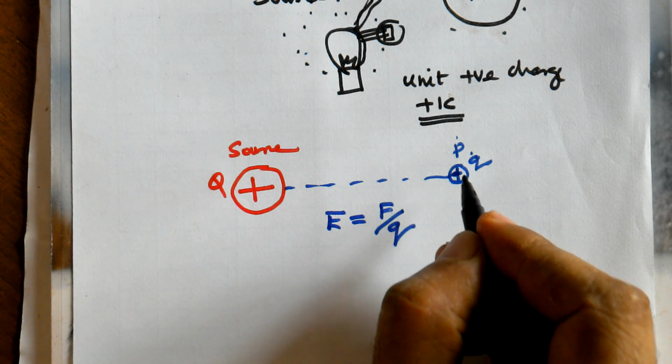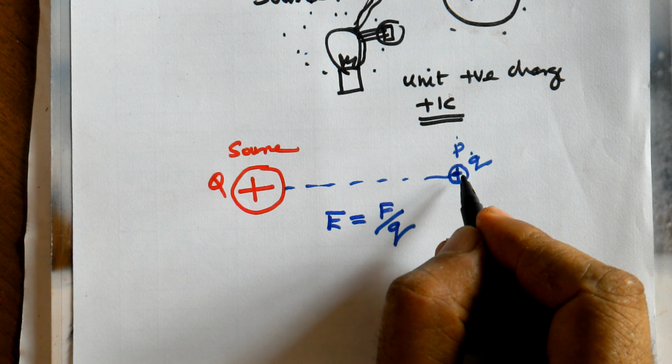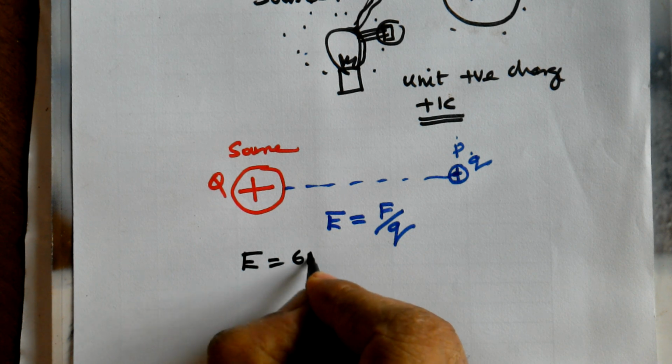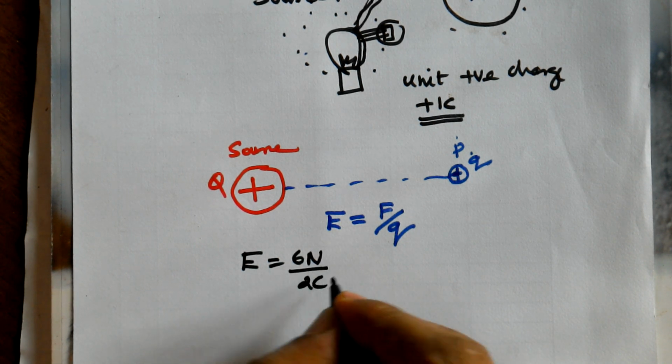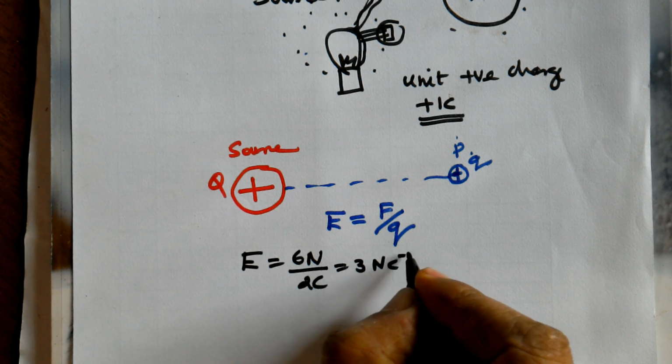Now, I will place 2 coulomb here. I will ask the 2 coulomb, how much force are you experiencing? 2 coulomb says, sir, I am experiencing a force of 6 newtons. So what is the electric field here? If I calculate it, electric field is the 6 newton force experienced by 2 coulomb, F by Q. What is the answer? 3 newton per coulomb.